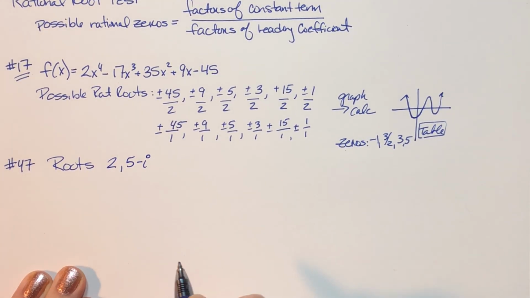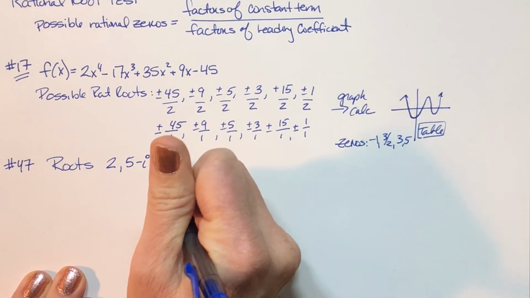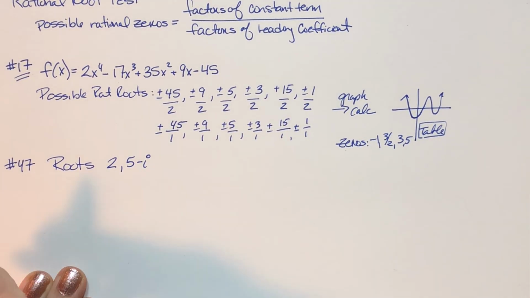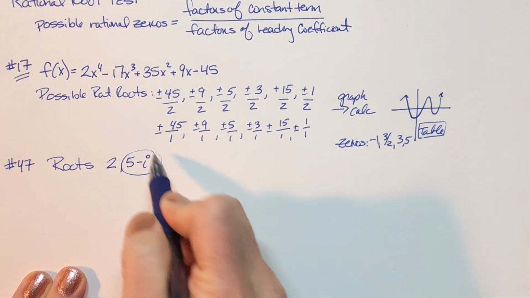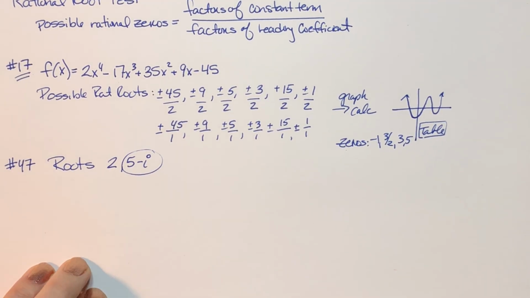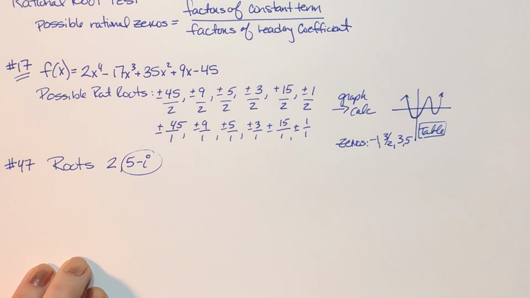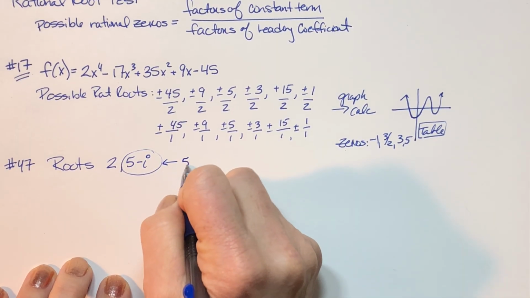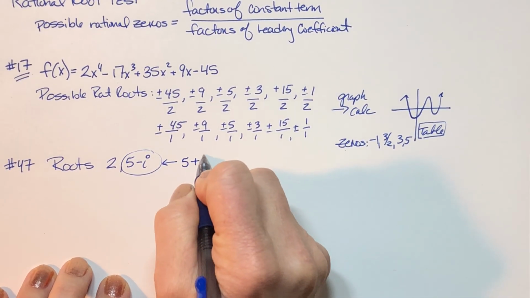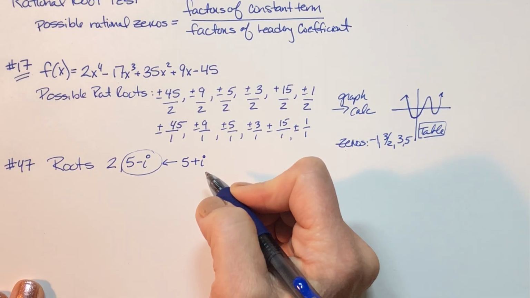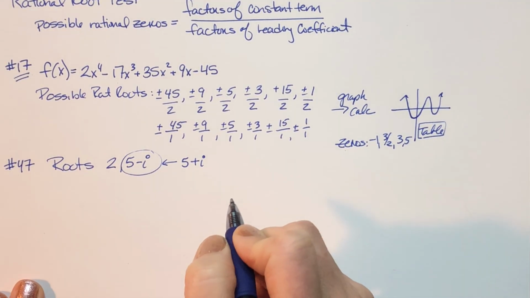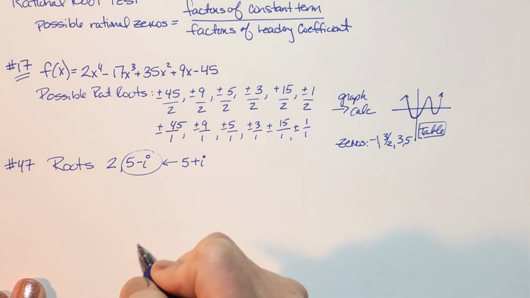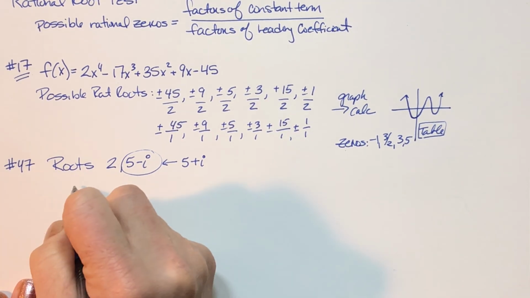Now, if I have real coefficients, that means that I must have another one to complement this 5 minus i. That means I have to have 5 plus i as well, because when I multiply the two together, it's going to give me a real number. The imaginary is going to disappear. Oh, this is going to be so much fun.